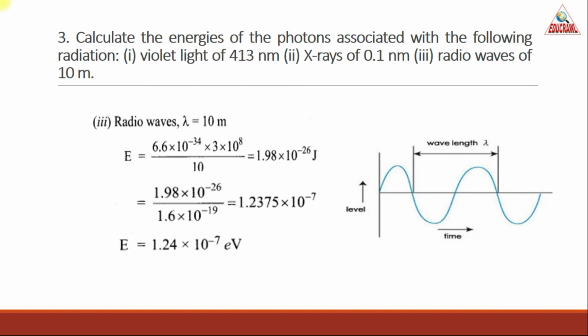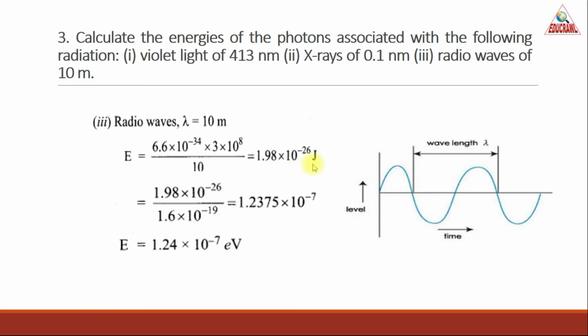Next, the energy associated with radio waves. The radio waves wavelength is given as 10 meter. Once again, we substitute in the formula E is equal to h nu by lambda. We get E is equal to 6.6 into 10 power minus 34 into 3 into 10 power 8 divided by 10. We get the answer as 1.98 into 10 power minus 26 joule.